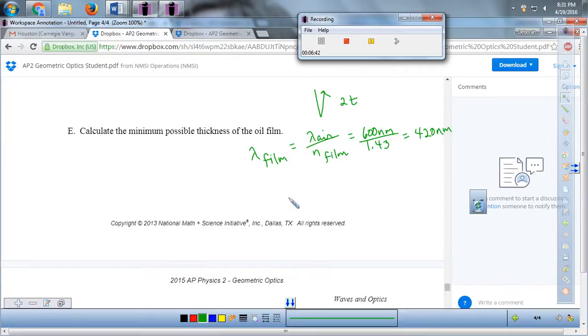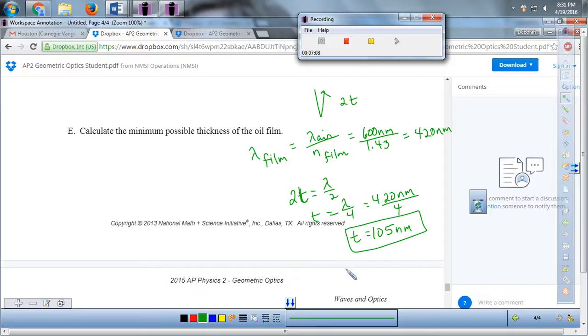All right, and then I said, okay, well, twice the thickness is equal to, because I'm looking for that hard bounce, lambda over 2. So the thickness would be lambda over 4. So that's 420 divided by 4, or 105 nanometers, is the thickness of the film. Okay? All right, so that wasn't too big of a deal. All right, let's go on to the next one.